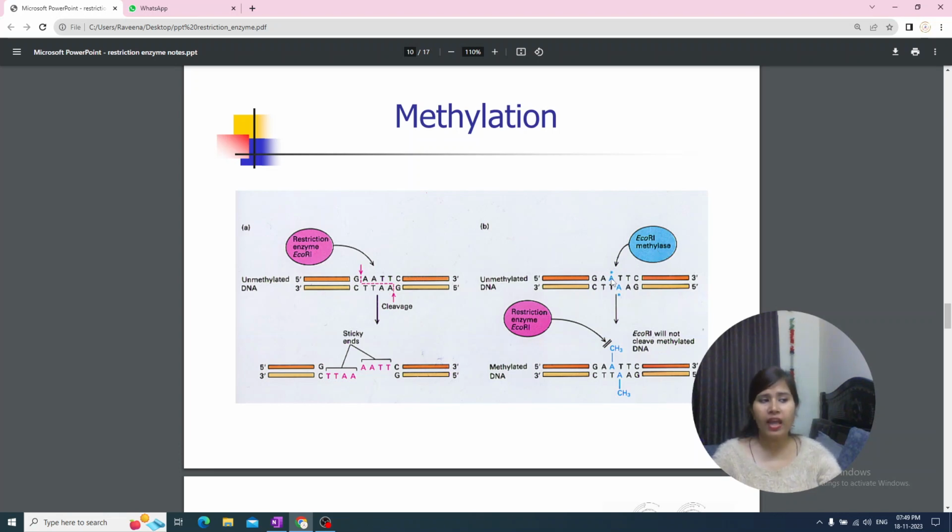Now this enzyme will add a methyl group here. Here you can see, over the base that is adenine, a methyl group is added. Here the methyl group is not added, but here the methyl group is added. Now this is a methyl group.